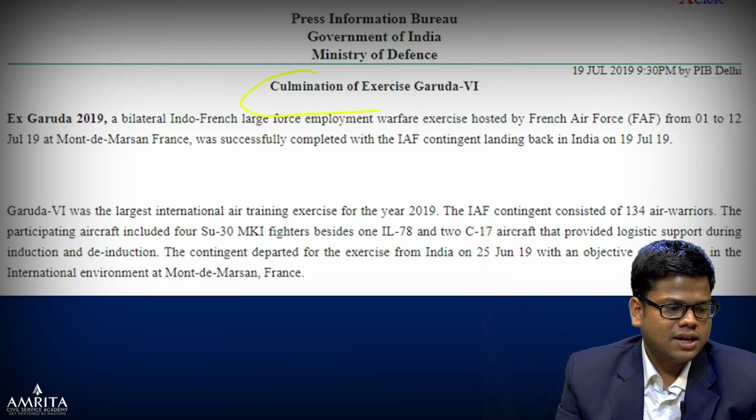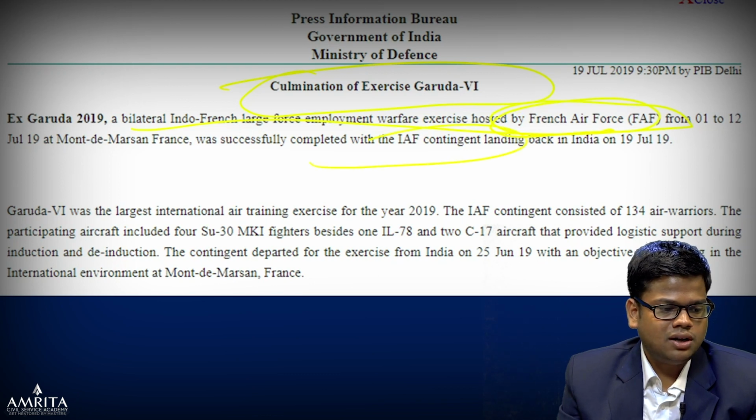So the culmination of exercise Garuda. Okay. So it is the Indo-French large force employment warfare exercise by the French Air Force and the Indian Air Force.